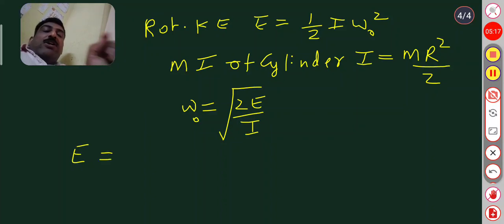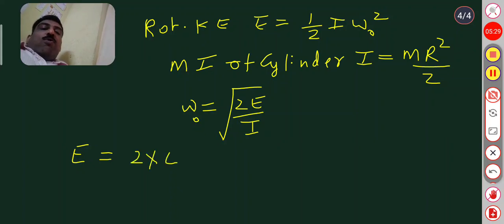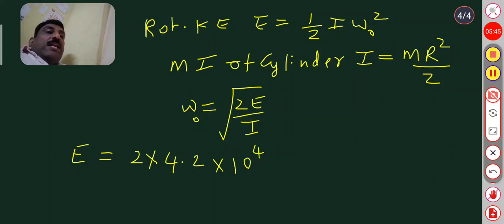In order to calculate energy, the area and the solar constant are given to you. The solar constant is 2 calorie, which means 2 into 4.2 joules per centimeter square. Per centimeter square means into 10 to the power 4 per meter square, into the area. We convert centimeter square to meter square, so into 10 to the power 4, into 100, where 100 is the area.